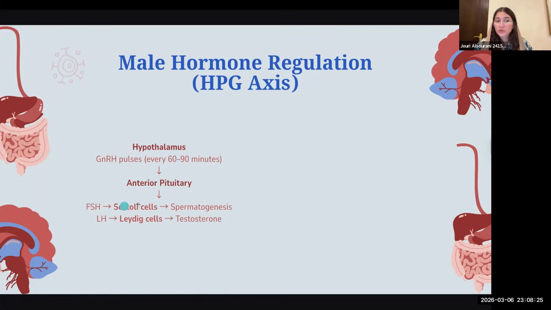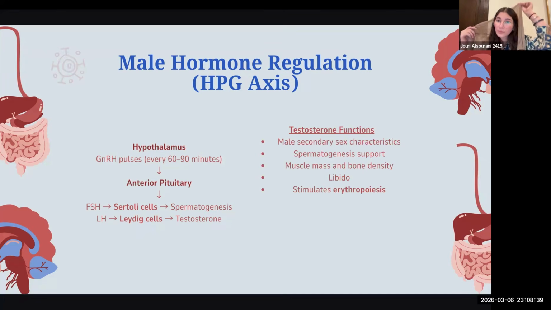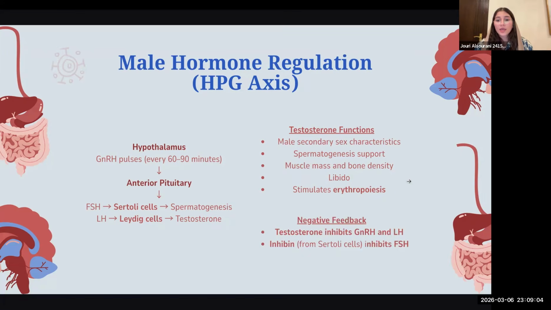We said FSH is going to act on Sertoli cells. What Sertoli cells do is they have a role in spermatogenesis. What LH does is it acts on Leydig cells, and it aids in the release of testosterone, okay? Testosterone's main functions are that males have their secondary sex characteristics as a result of testosterone, it supports spermatogenesis, and it has to do with muscle mass, bone density, stimulates erythropoiesis, and so on. Again, once you reach repro, you will be discussing this in so much more detail. That's why I'm not giving you that much detail, just an introduction.